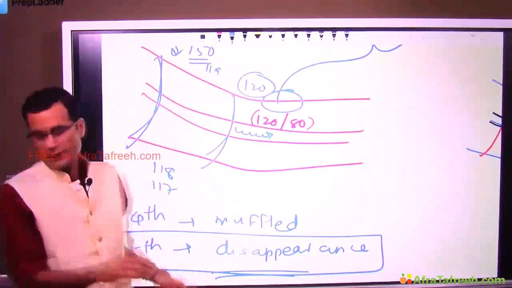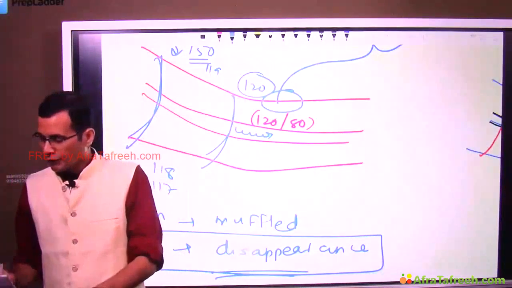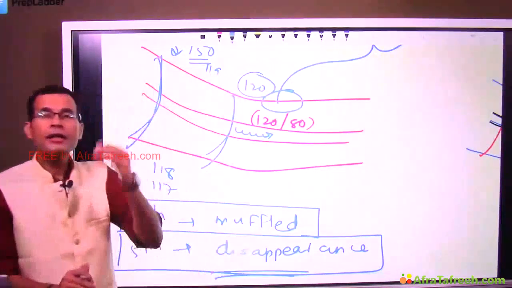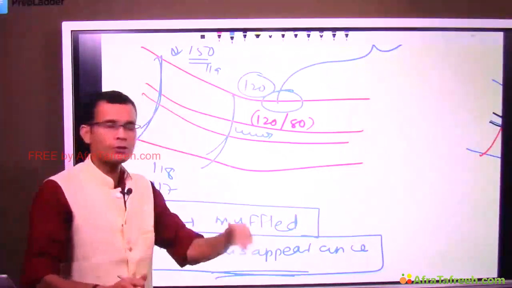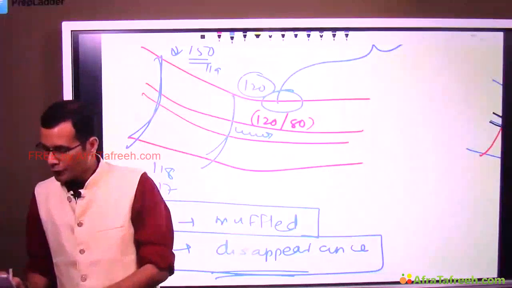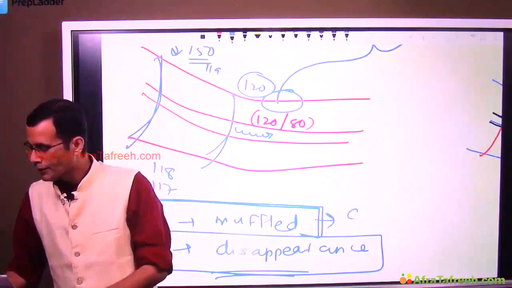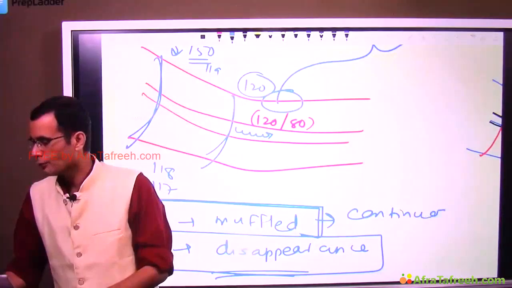Okay, but try to understand. The first three phases were intermittent sounds, meaning tuck, gap, sound during systole, then no sound during diastole. What is muffling of sound? Muffled means a continuous sound comes now.